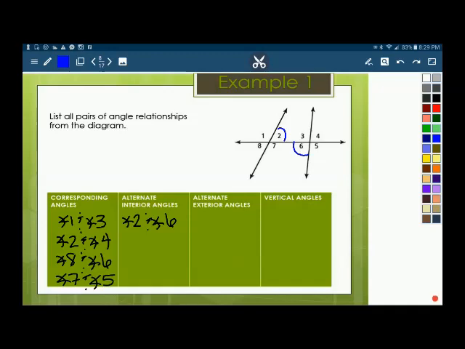Same thing if I were to focus my eyes on angle 3. Okay, if I go on the opposite intersection point on the underside of the transversal, that would be angle 7. So angle 2 and angle 6, as well as angle 3 and angle 7 are alternate interior. If you notice, there's only 2 pairs in the alternate interior column.